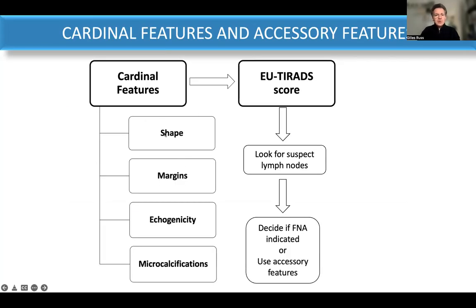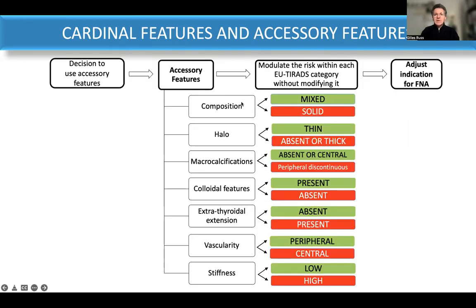Now, if you have understood what we have done to score a nodule, we have used only what we call cardinal features: shape, margins, echogenicity, microcalcifications. Then this will in turn give you the score of a nodule. You will look for suspect lymph nodes, and you will decide if an FNA is indicated. But of course, there are other US features that we can use, and these features will modulate the risk of malignancy, but they won't modify the EU-TIRADS score. So they will help you only to adjust the indication for FNA.